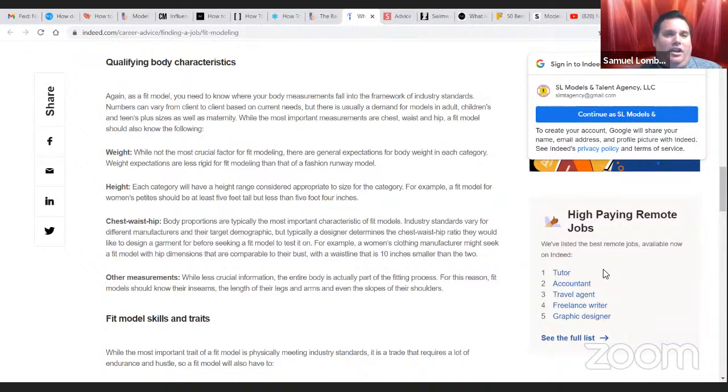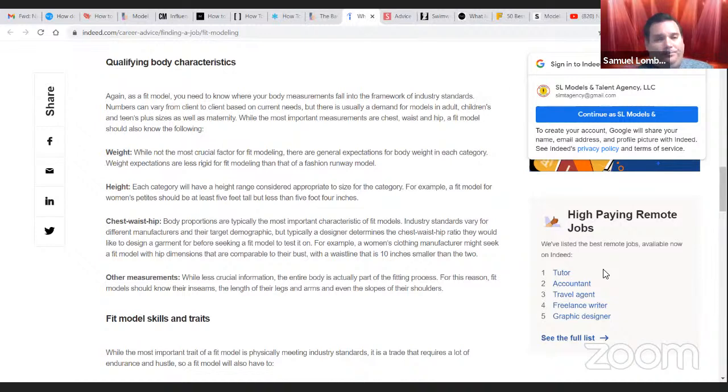Chest, waist, hip. Body proportions are typically the most important characteristic of fit models.